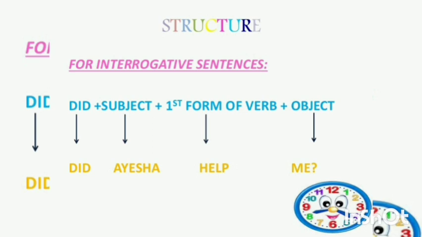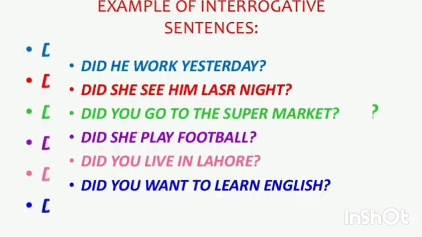So you have to use did, then your subject, then you have to use the first form of the main verb, help, plus object. So, did Aisha help me? This is an example of a yes/no type question. Just have a look at some more examples to learn it in a better way.